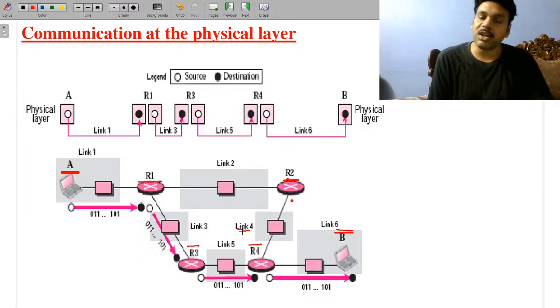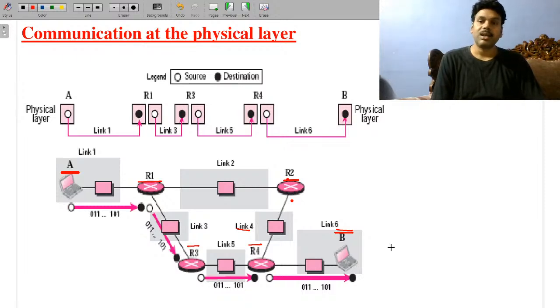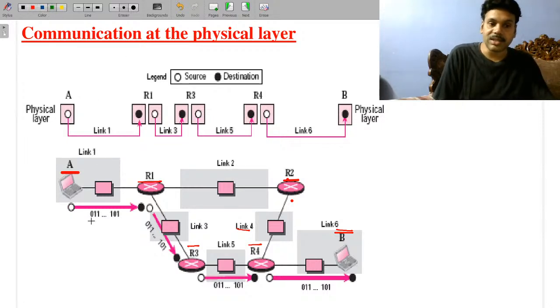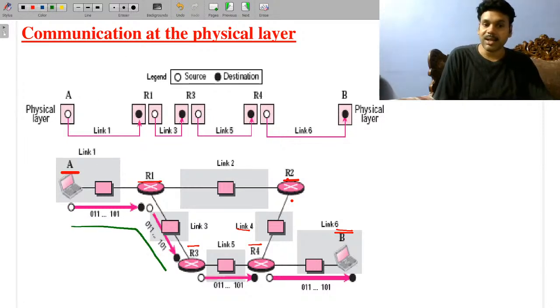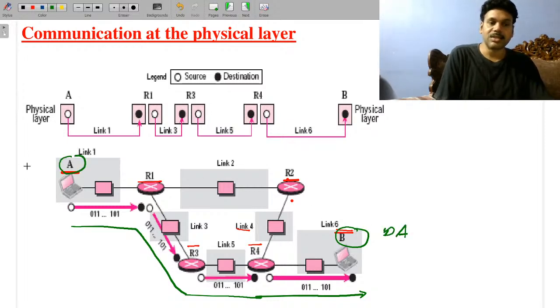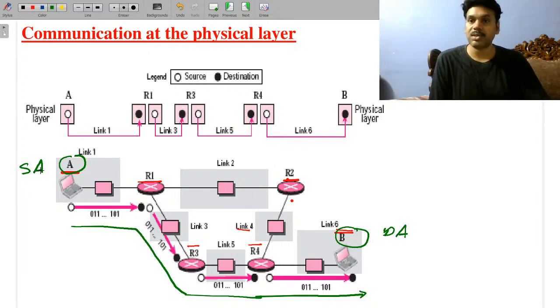But the main concept of a router is identifying the shortest path. So that's why it has taken an aerial route, that this is your shortest path. The data is traveling like this. This is your shortest path, and B is the ultimate destination. A is the source address. In between, there are some routers which are integrated links.